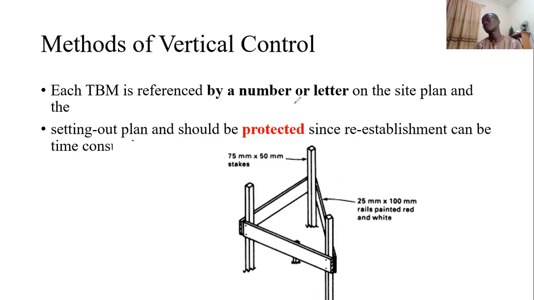The size of wood that can be used is 75 mil by 50 mil. Now you can picture how big that is, so you don't have the wrong picture anymore. They can have 25 mil by 100 millimeter rails painted red and white. You need a flag. You need to flag it in such a way that someone will not just drive a cherry picker or some sort of ramper into it and destroy it, because that's what's going to control the whole project.